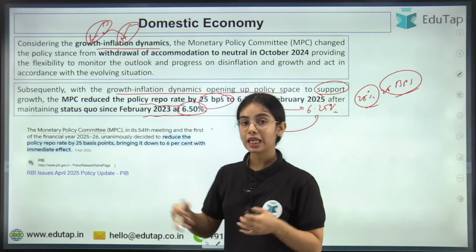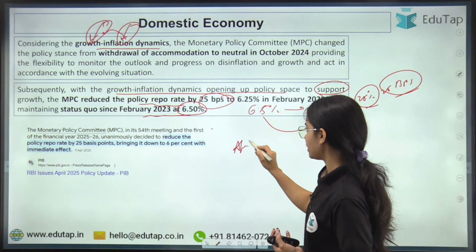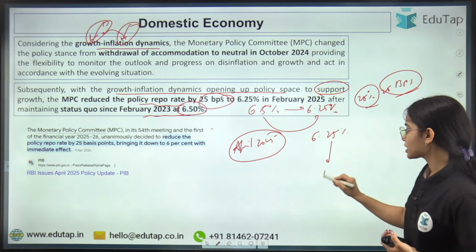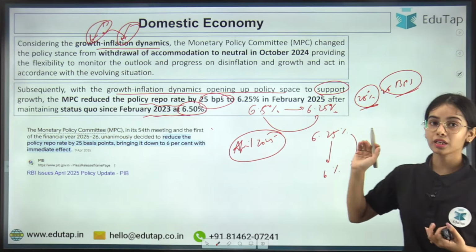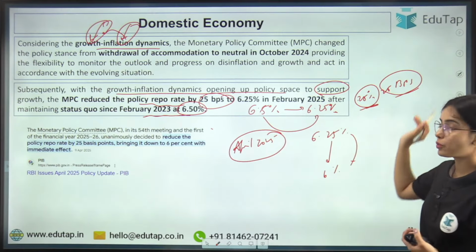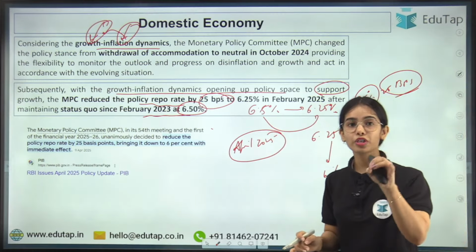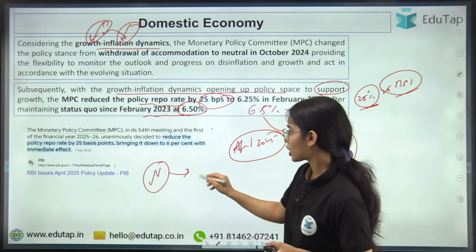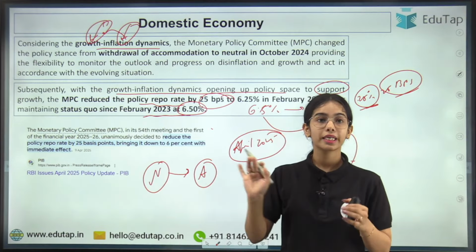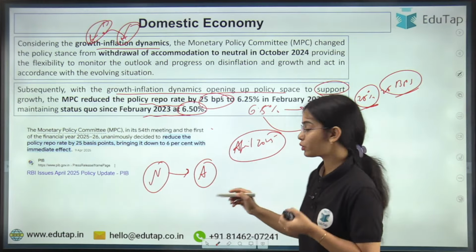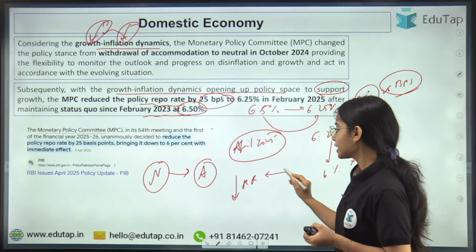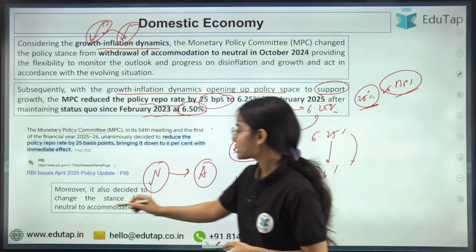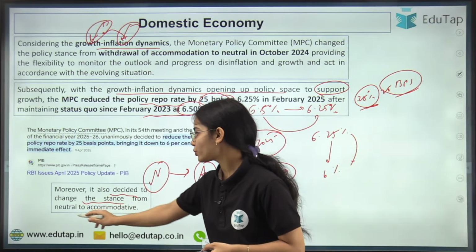Now the Monetary Policy Committee in April 2025, the repo rate is further decreased from 6.25% to 6%. So repo rate is further decreased by 0.25%, that is by 25 basis points, as well as the Monetary Policy Committee announced that we are shifting from the neutral stance to the accommodative stance. Accommodative stance means that in the future we are going to decrease the repo rate, or we are going to keep the repo rate constant. We are not going to increase the repo rate, basically. Okay. So Monetary Policy Committee decided to change the stance from neutral to accommodative.